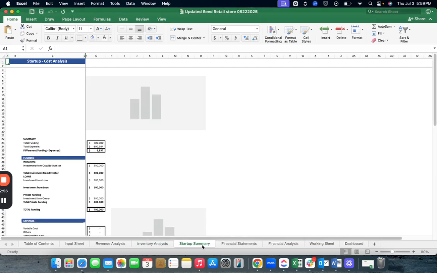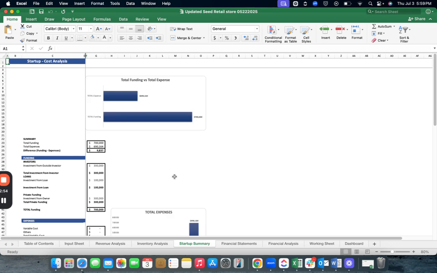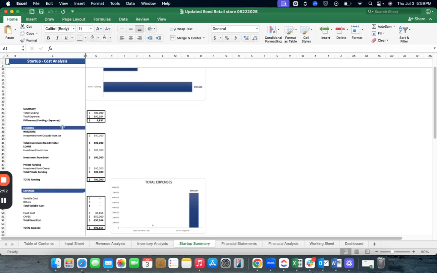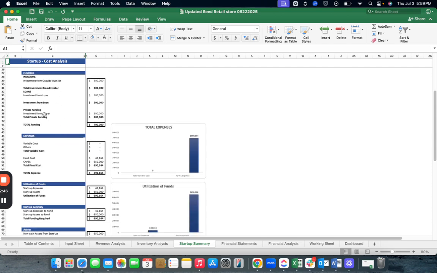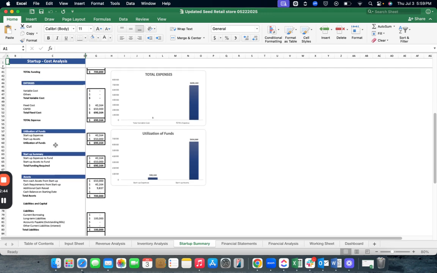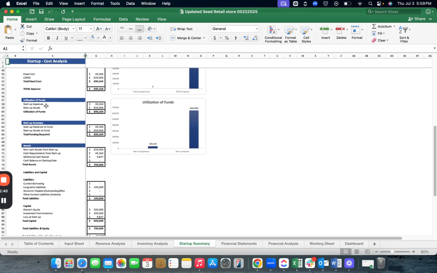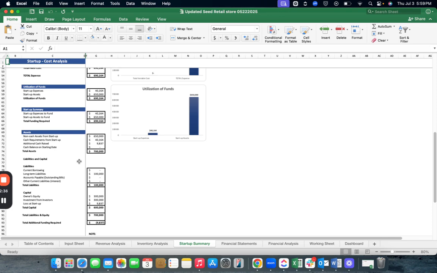Coming towards the startup summary, this sheet is for the investor purpose. We have in here the summary for the total funding, total expenses, we have investors funding, loan funding and private funding, then we have expenses which includes variable cost and fixed cost along with the capex, then we have utilization of funds, startup summary, assets and liabilities.